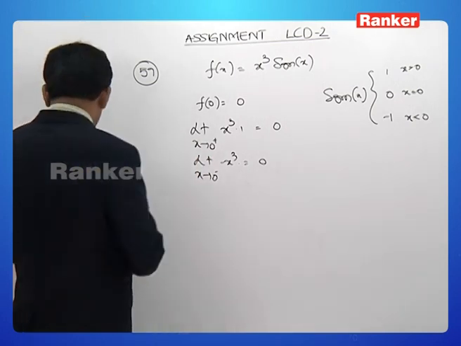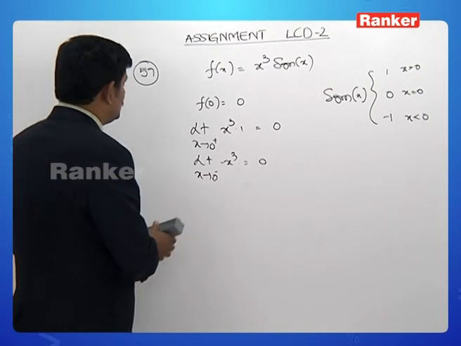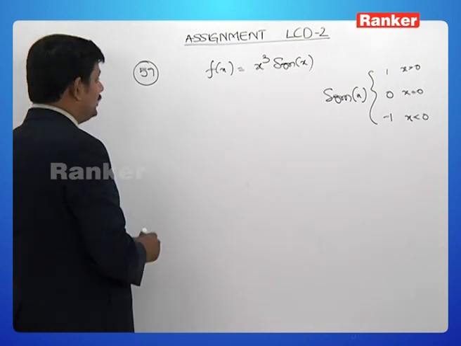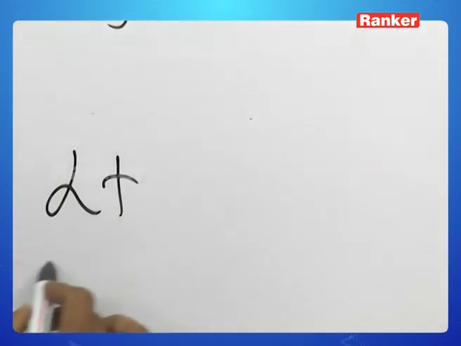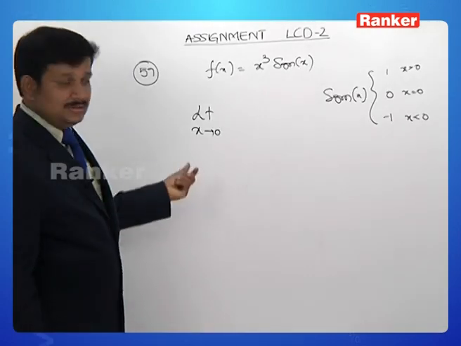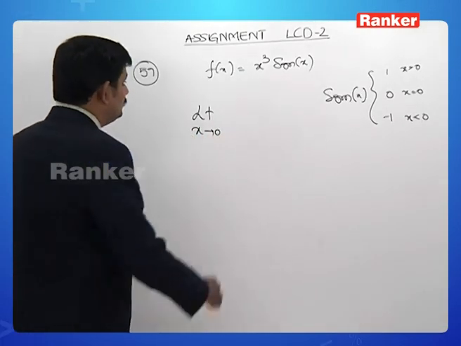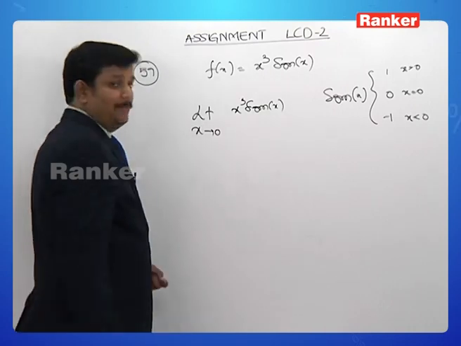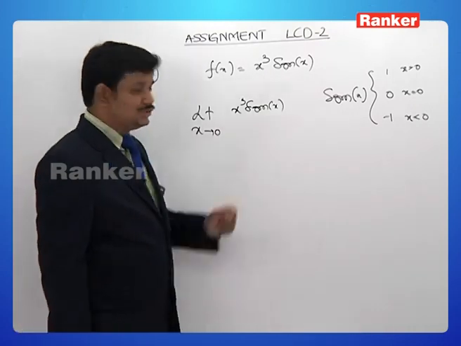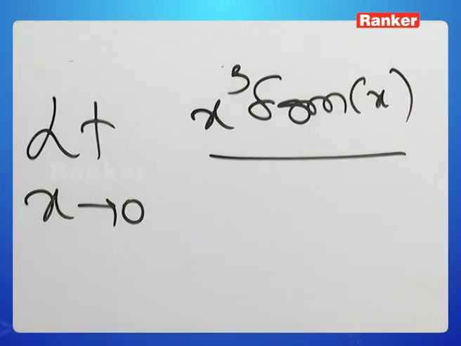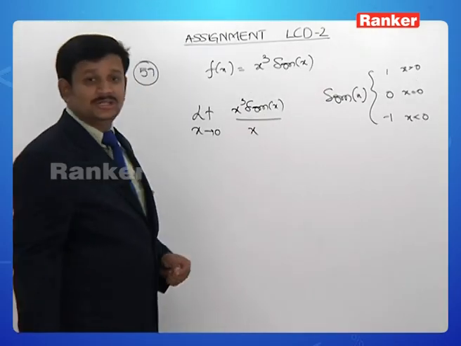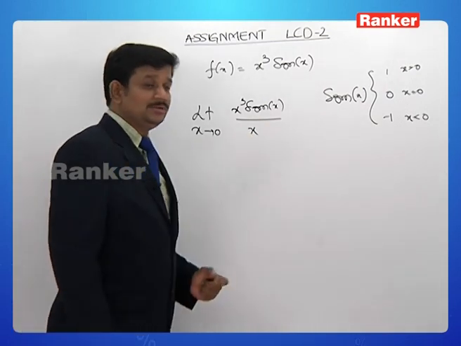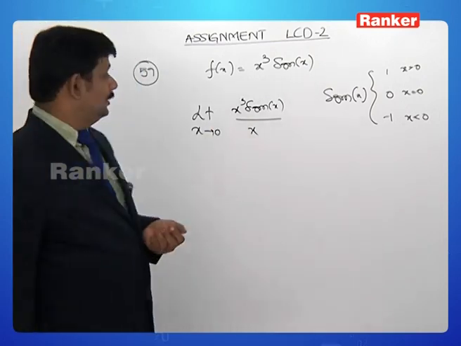Let us check the differentiability. We are checking differentiability at x equal to 0. To check differentiability, we need to evaluate limit x tending to 0, f of x, x cube signum of x, minus f of 0 which is 0, divided by x. Limit x tending to a, f of x minus f of a divided by x minus a. If this limit exists, the function is going to be differentiable. If the limit does not exist, the function will not be differentiable.